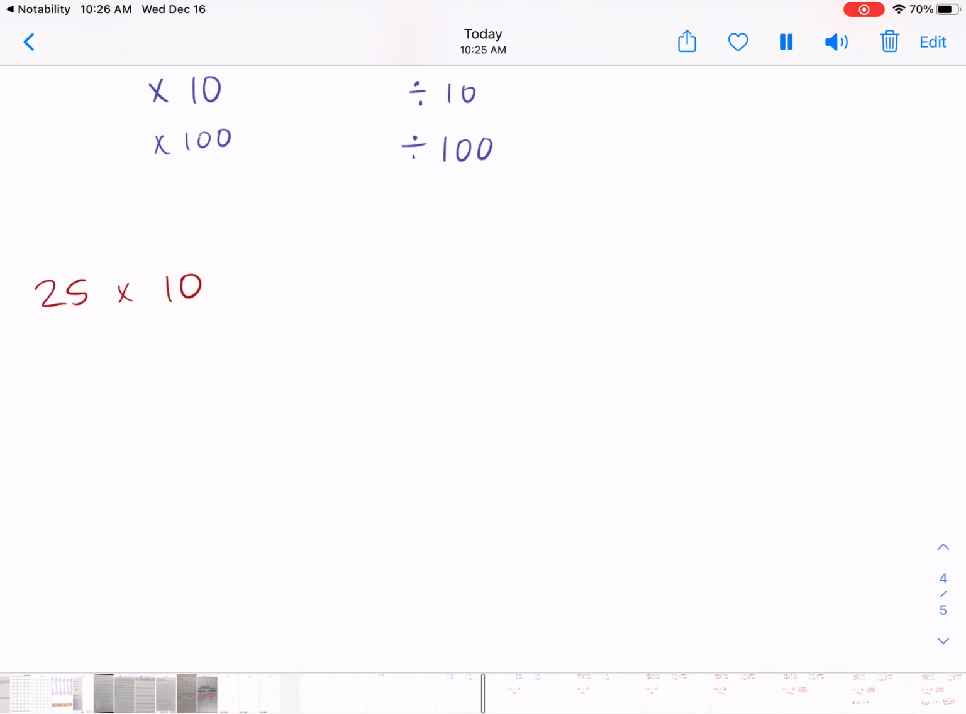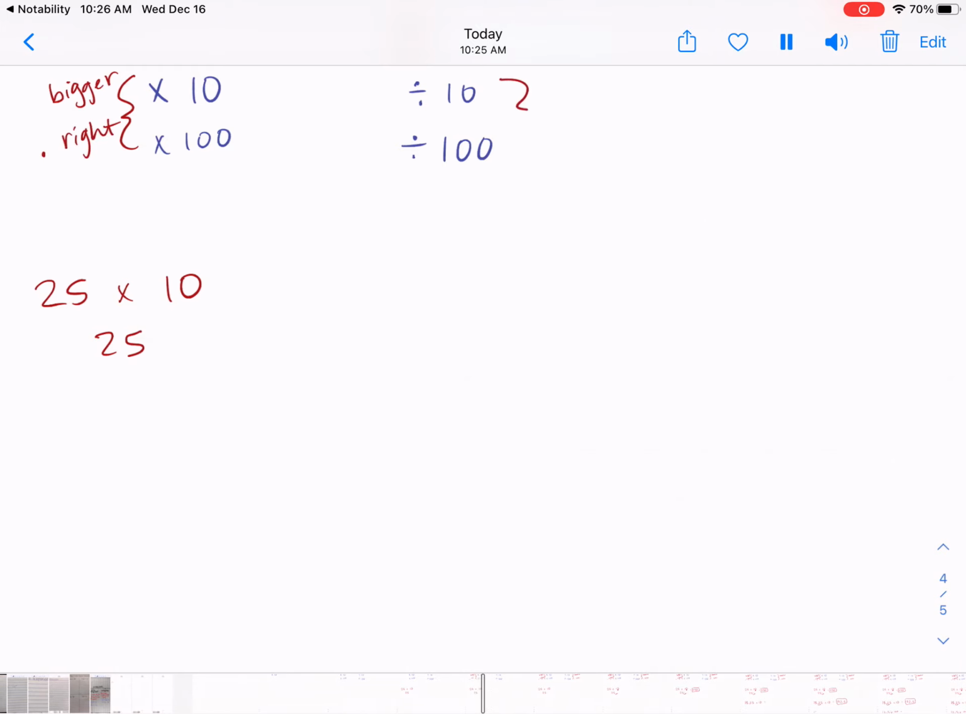So if I'm multiplying by 10, I'm going to take my 25 and I'm just going to move my decimal to the right. So when I multiply, I want my number to get bigger. So in order to do that, I move my decimal to the right. When I divide, I want my answer to be smaller. So I'm going to make my decimal go to the left.